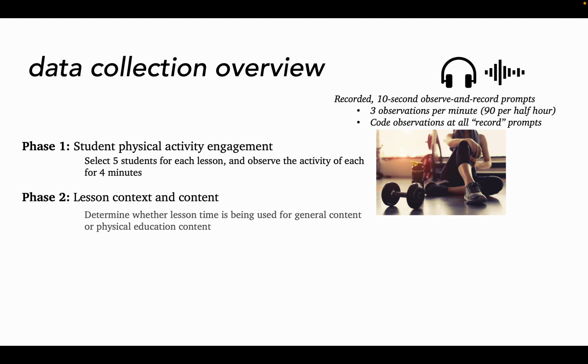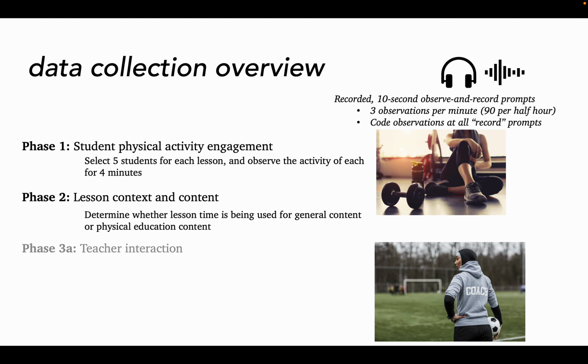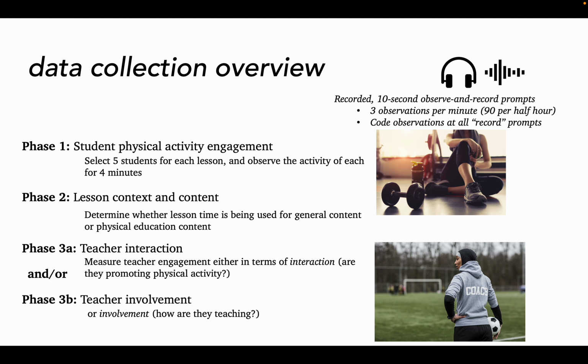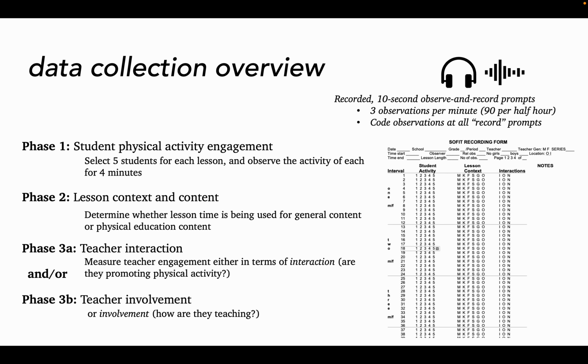Next, you'll take note of the lesson context. This is essentially to record whether class time is being used for physical activity itself, to explain administrative matters, or to share activity-related content, like strategy or physical fitness information. You have 2 options in the third phase. You'll either record the teacher's interaction with physical activity promotion or their involvement with class activities. For example, are they promoting fitness in general, actually demonstrating how to do something, generally instructing, or engaging in some other task? You'll record all of this information on a form like the one shown here, which uses shorthand codes that can quickly and easily be reported. We'll explain the coding in the next slide.